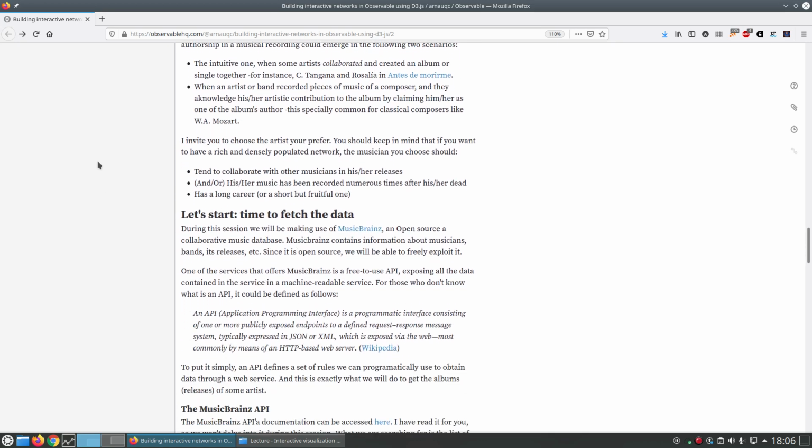So I would like you to enjoy this process. I would like to ask you to choose one musician that you really like a lot, but take into account that this musician should be someone that tends to collaborate. For instance, songwriters do not work, because songwriters work alone. They do some collaboration from time to time, but in general they are like solitary musicians. So this is not a good kind of musician to use.